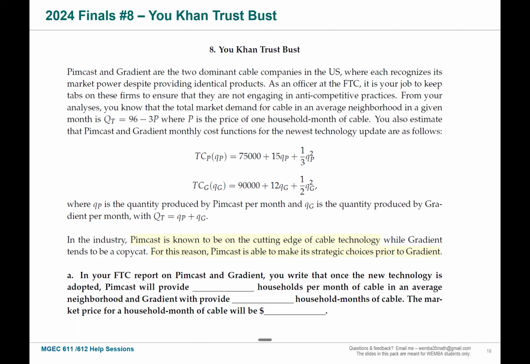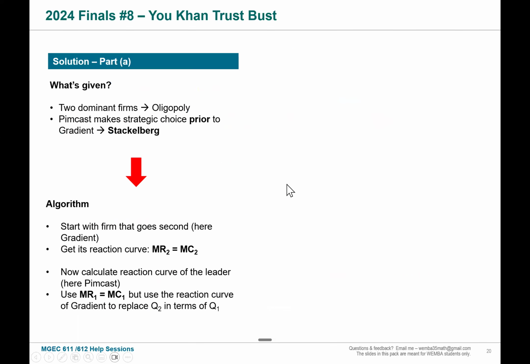What is the reaction curve of firm G? It's MRG equals MCG. So you compute MRG based on total revenue for firm G, take the first derivative, treat QP as constant, get MRG, and equate that to MCG. That's the reaction curve for Gradient. Then go to Pimcast and compute its reaction curve, taking advantage of Gradient's reaction curve, and then go through the process. I don't have the solution here.